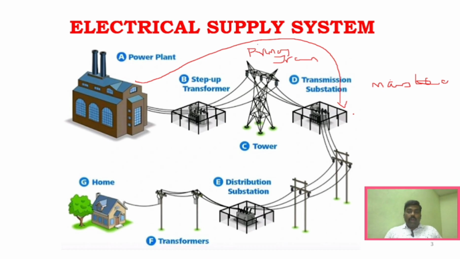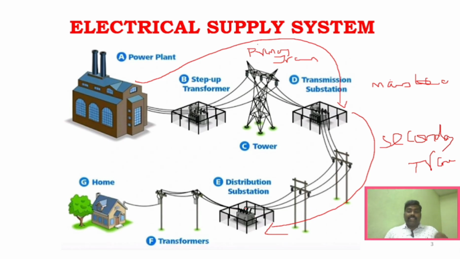And from this main load center, it is being transmitted to the subload center, right? And this is called secondary transmission. And from this secondary transmission, now this is called the distribution substation, right?